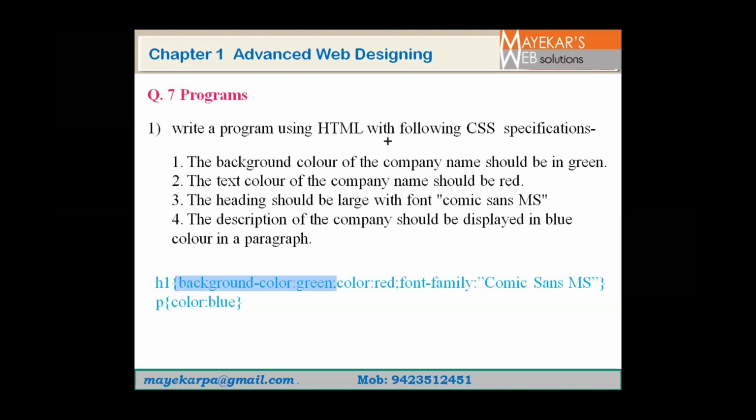This is the property which is used to apply background color for any text or any element on a web page. Here we are going to use green color for the background, so we have specified green to the background-color property. Background-color and the value are separated by a colon, and the whole property with its value, meaning one declaration, is separated from the next declaration by a semicolon. So here is a semicolon.